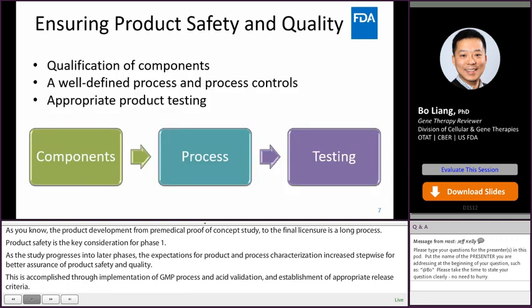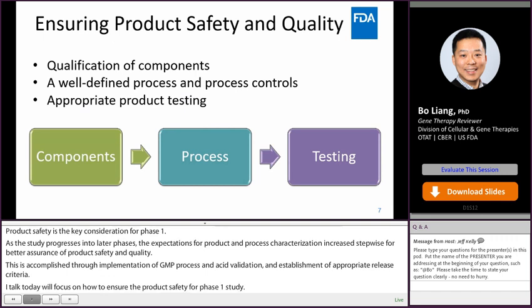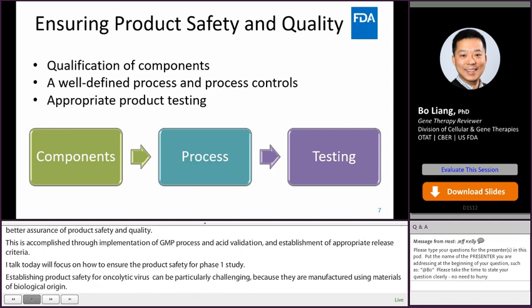Establishing product safety for oncolytic viruses can be particularly challenging because they are manufactured using materials of biological origin, and terminal sterilization is not possible. Therefore, the safety should be established through material qualification, well-defined manufacturing process, and adequate testing of the product. I will cover these 3 parts one by one.